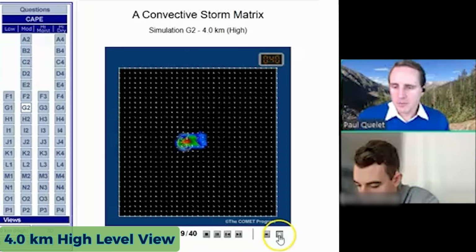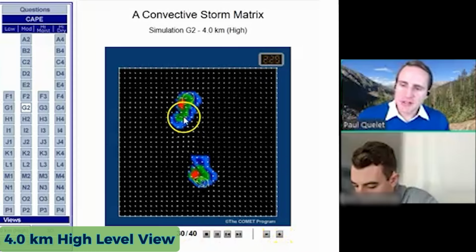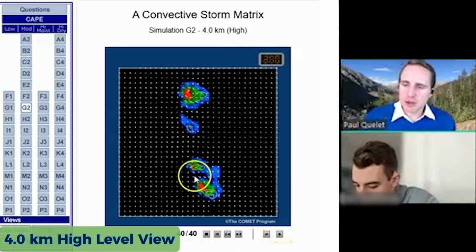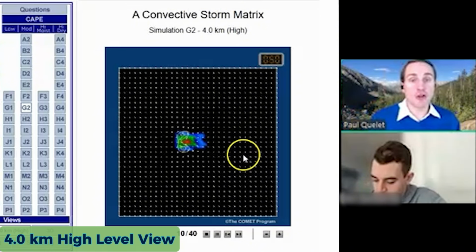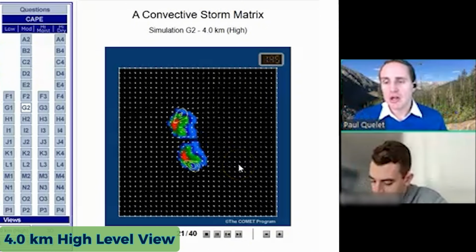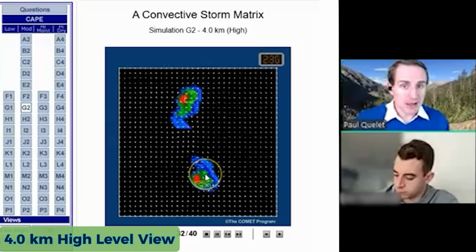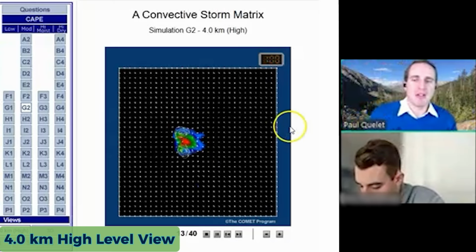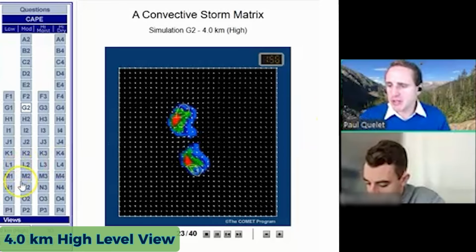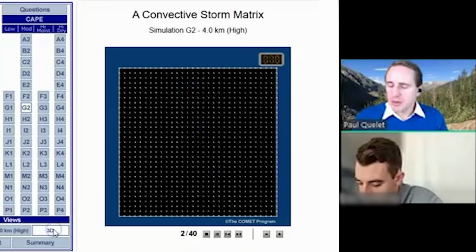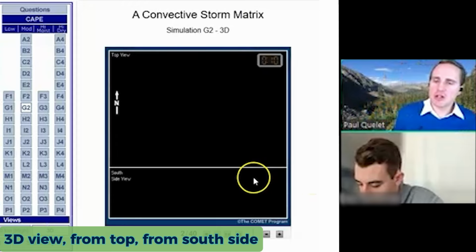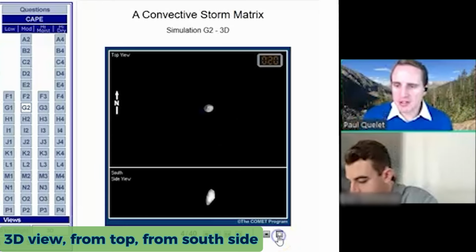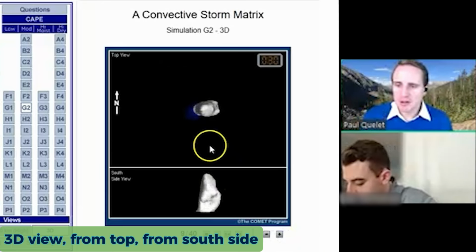So this is the middle of the low levels. Yeah, so again, I'm definitely leaning towards supercells, partly because they split, okay? A lot of times, splitting, especially where one goes more north and one goes more south, is more a signature of supercells. Let's look at the 3D version of this. Let's look from the top-down view first. The top-down view is going to tell us something.